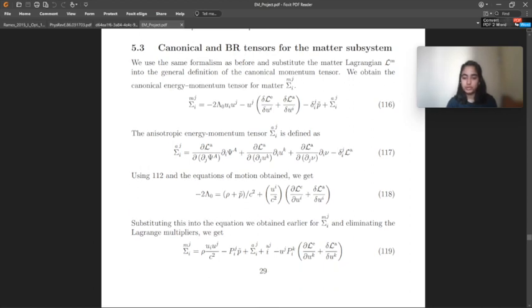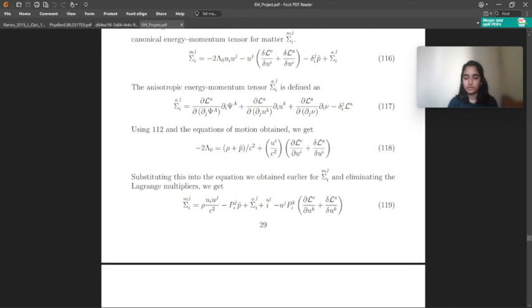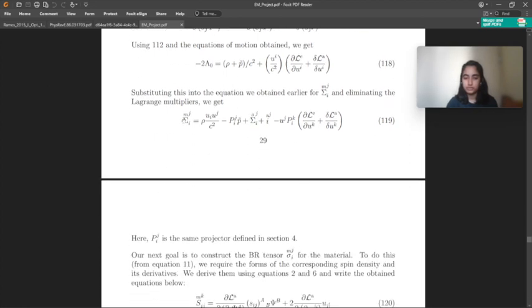After further simplification, where we use conservation laws and we use the Lagrange multipliers, we eliminate the Lagrange multipliers using the Euler-Lagrange equation. This is the form of the matter canonical stress energy tensor we get.